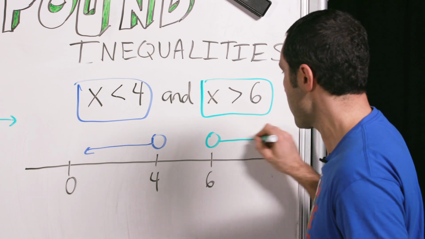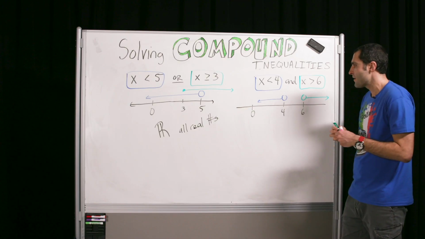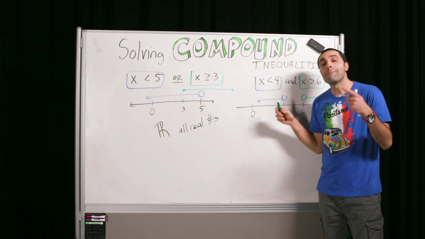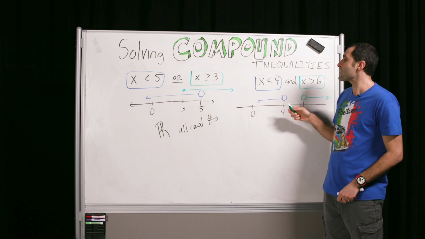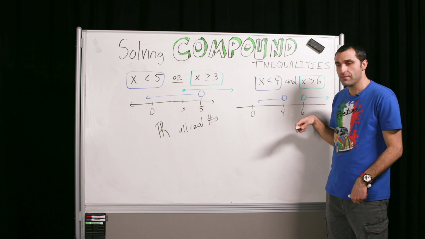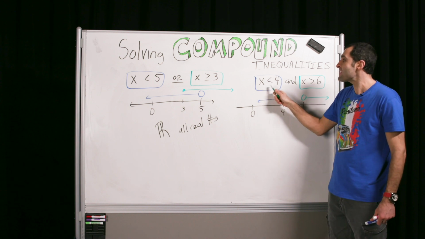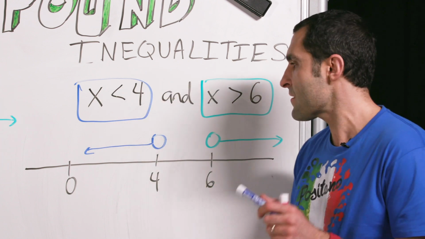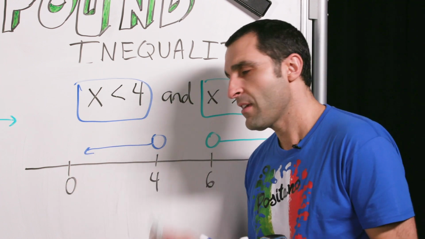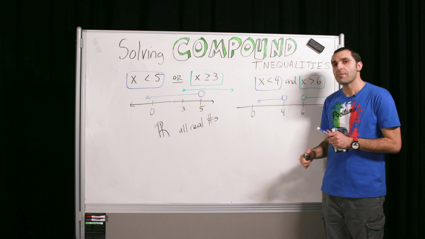Open circle on 6 to the right. There it is. So "and" asks both need to be true, all right? So what numbers are blue and green? What numbers are both less than 4 and simultaneously greater than 6? Can you see numbers here that are blue and green at the same time?